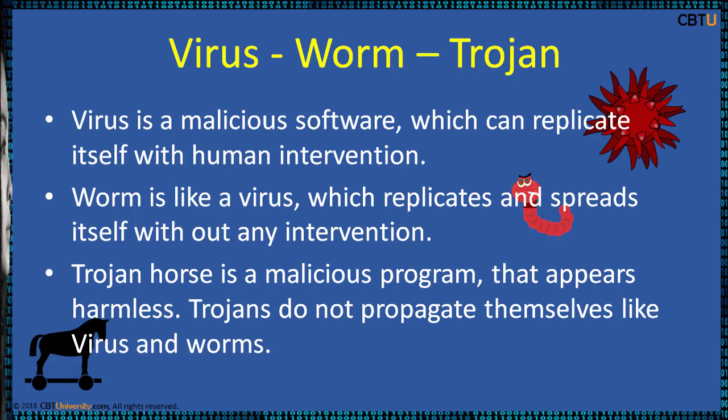Let us know about the tiny difference between a virus, worm, and Trojan. A virus is a malicious software which can replicate itself with human intervention. A worm is like a virus which replicates and spreads itself without any intervention. A Trojan horse is a malicious program that appears harmless. Trojans do not propagate themselves like a virus and worm.